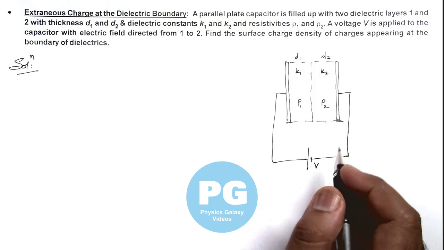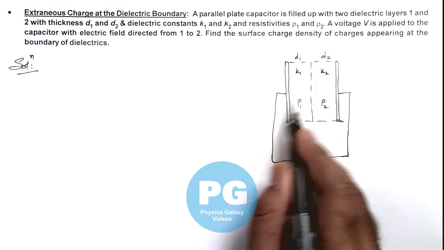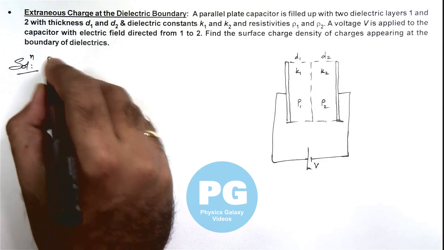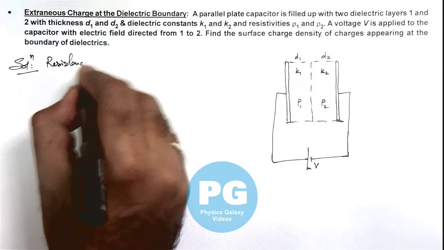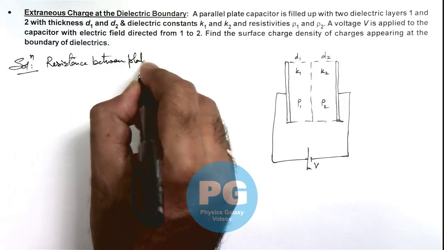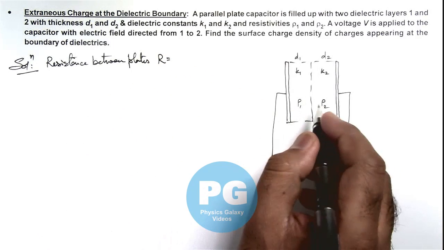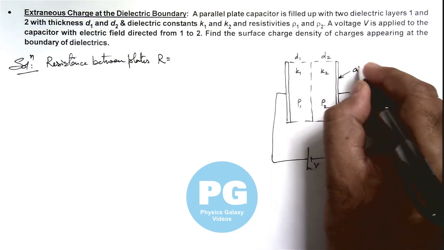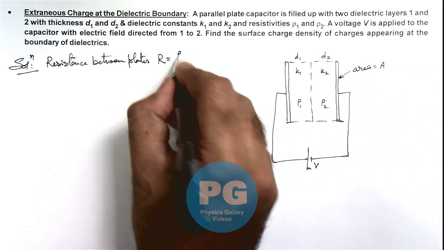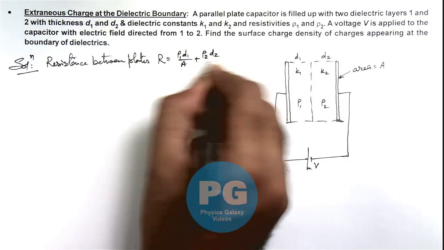Now in this situation, we know that as the dielectrics have resistivity, the capacitor will have a leakage current, for which we can first calculate the resistance between the plates, which is given by the series combination of the resistance of the two dielectrics. If we consider the plate area equal to A, then we can write this resistance as ρ1 d1 by A plus ρ2 d2 by A.